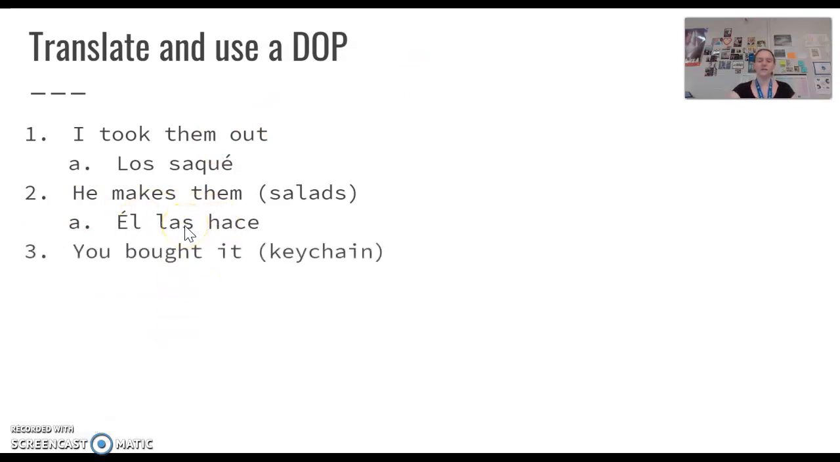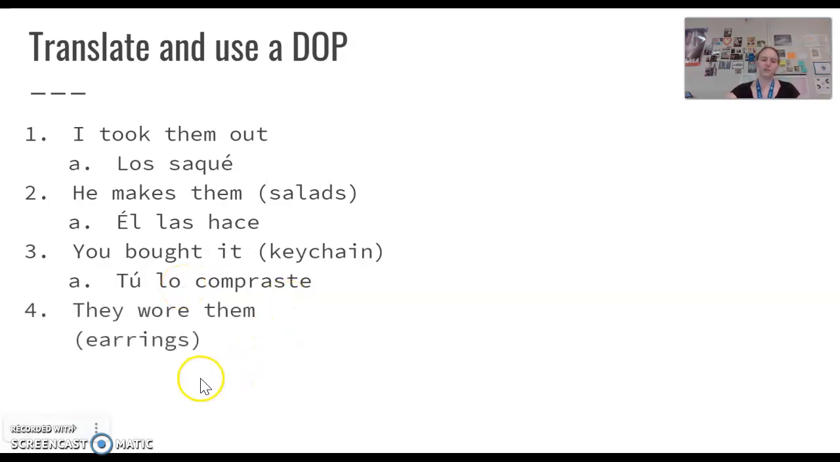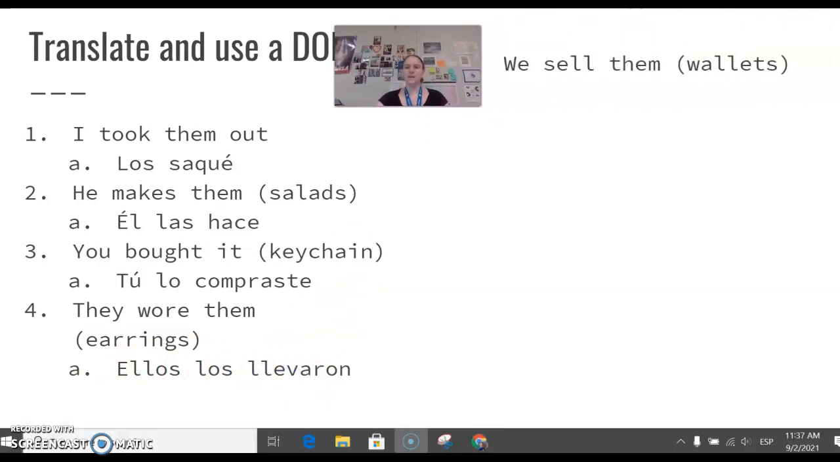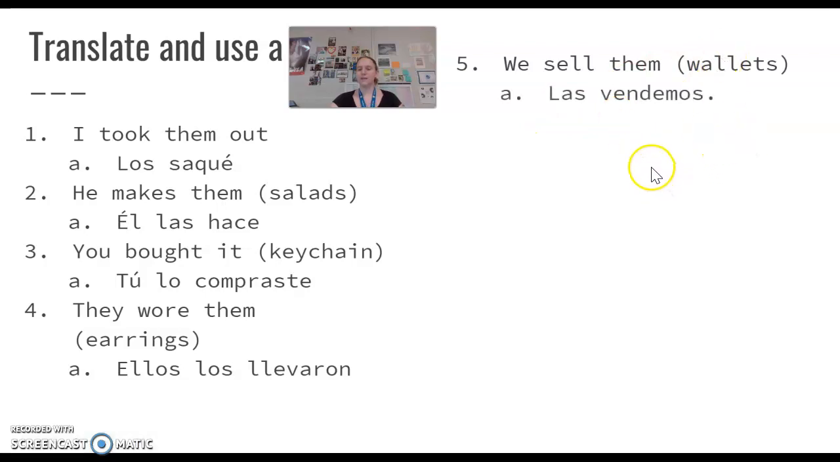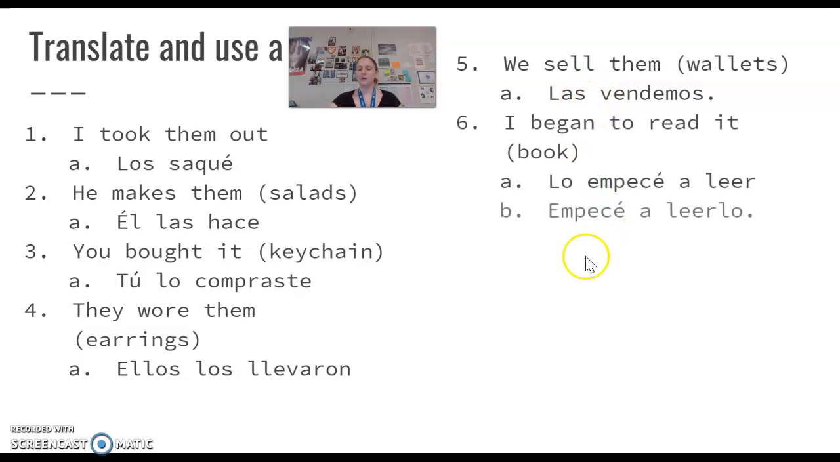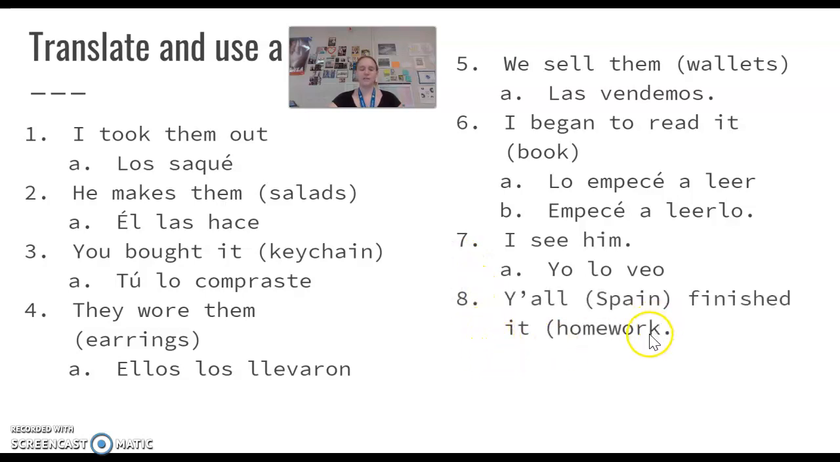Number 3, you bought it, the keychain, which is el llavero. So tú lo compraste. You bought it. Number 4, they wore them, earrings, which are aretes. Ellos los llevaron. They wore them. Number 5, we sell them, if "them" are wallets, which are carteras. Las vendemos. Then we looked at number 6 together, so I'm not going to go over it again. Number 7, I see him. Lo veo. Number 8, y'all in Spain finished it.